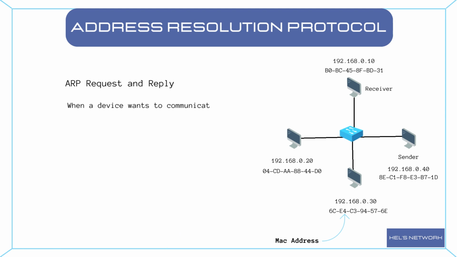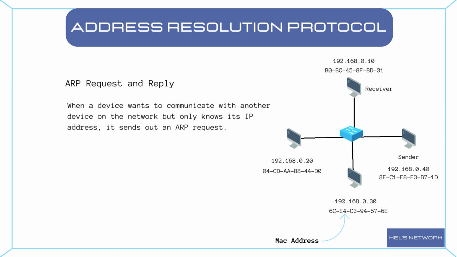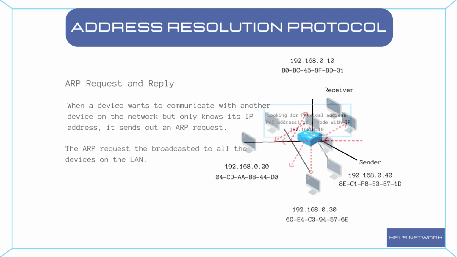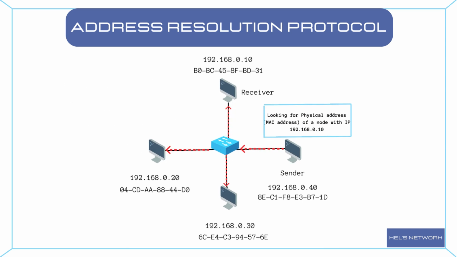When a device wants to communicate with another device on the network but only knows its IP address, it sends out an ARP request. The ARP request is broadcasted to all devices on the local network, asking for the MAC address associated with the given IP address. The device that holds the requested IP address responds with an ARP reply, providing its MAC address to the requesting device. This exchange allows the devices to establish direct communication using their MAC addresses.